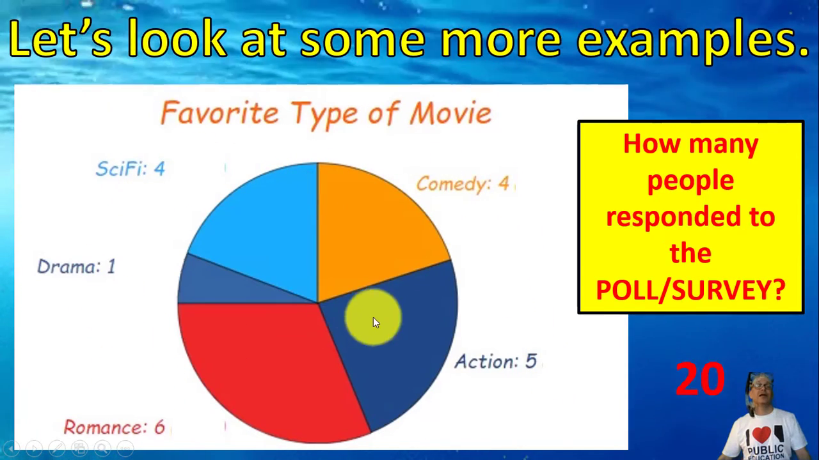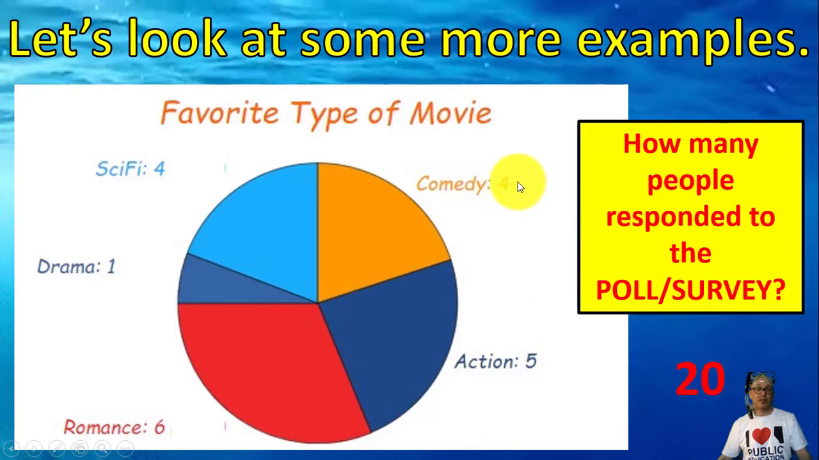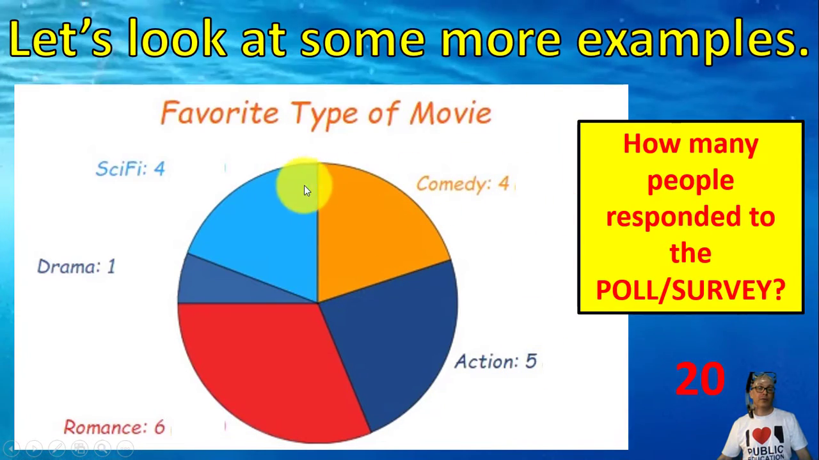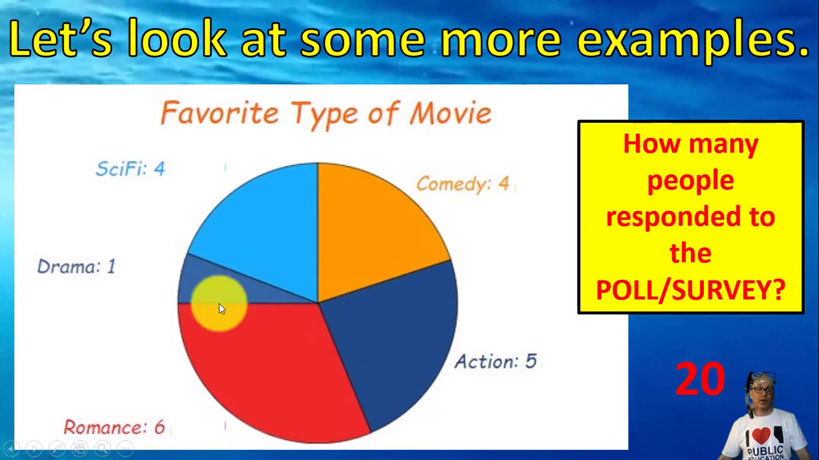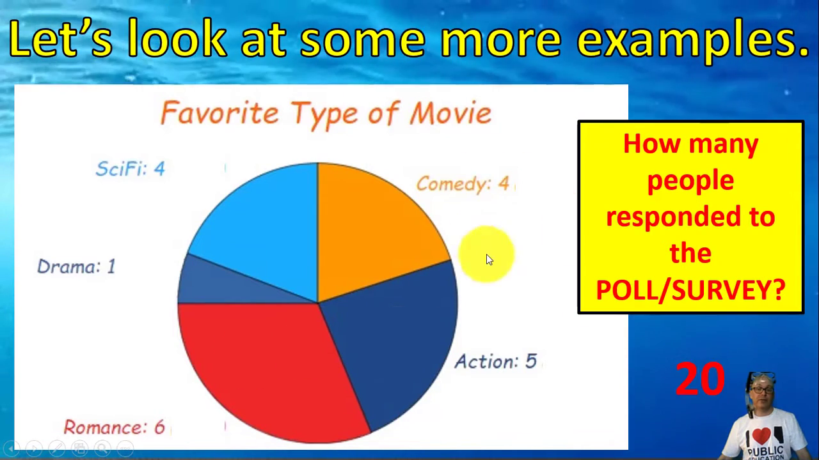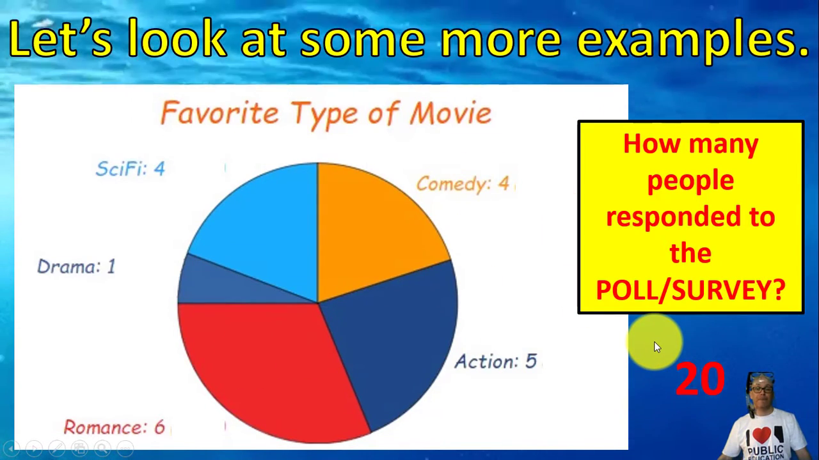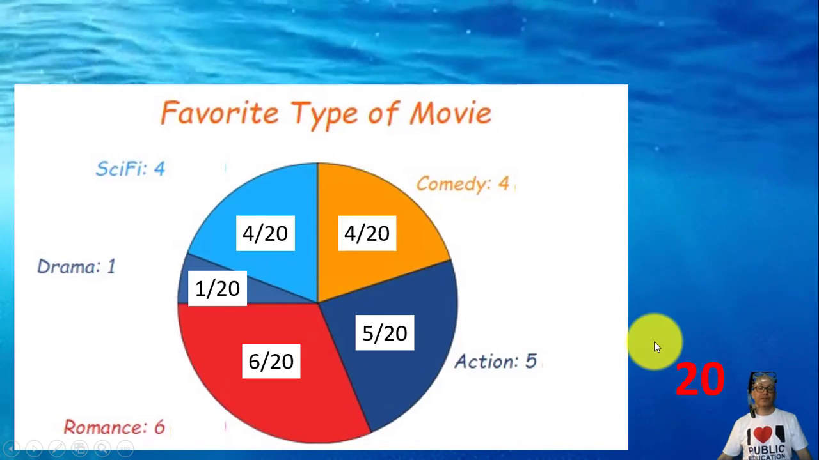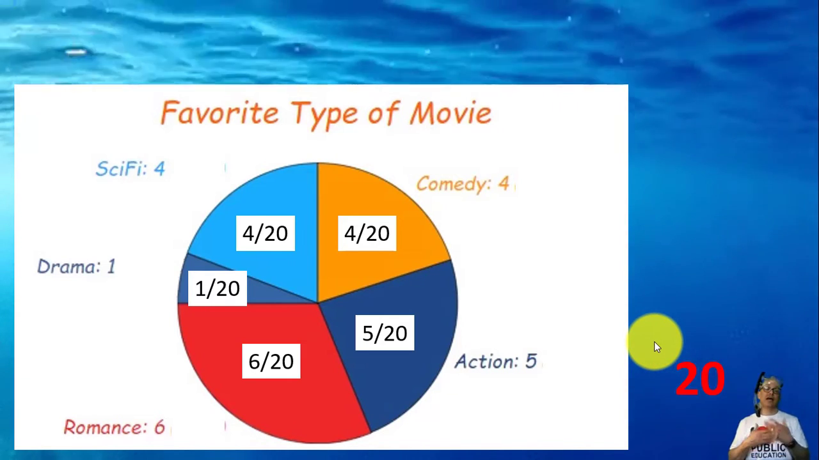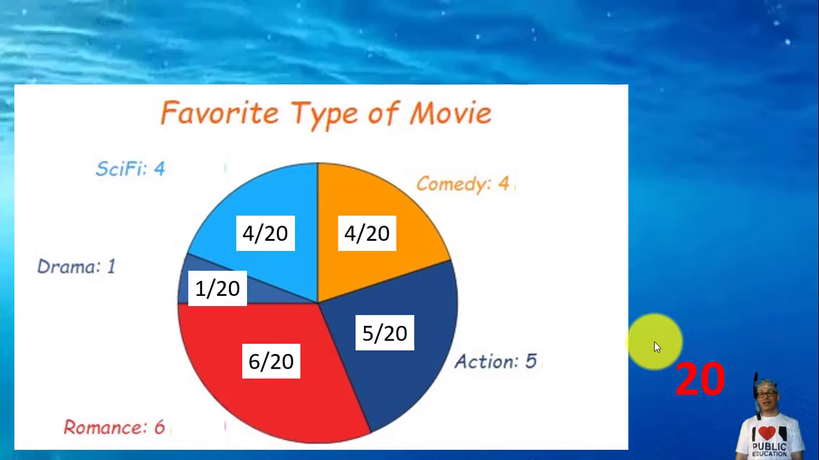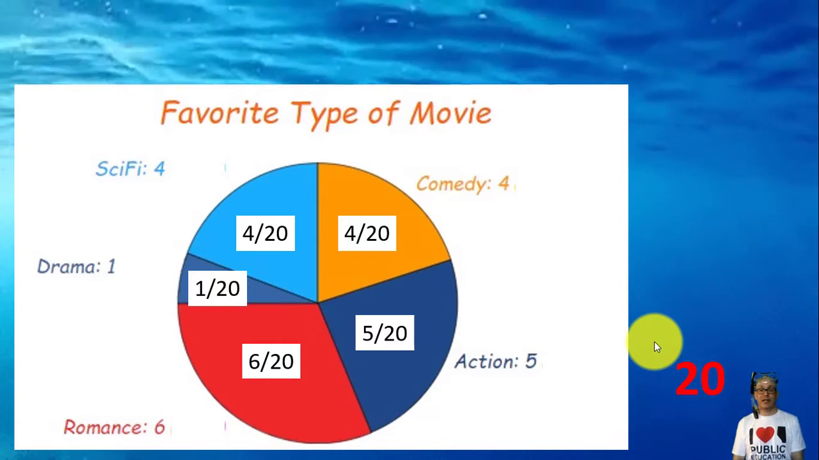How many? Yeah, 20. You have to add these numbers up, right? 4 people here, 4 there, 1 here, 6 here, and 5 there. Add those up and you get 20. And you can then say, what about percentages? How do I figure out the percentages?